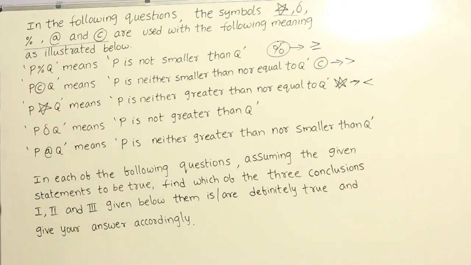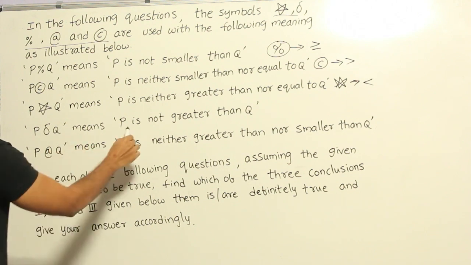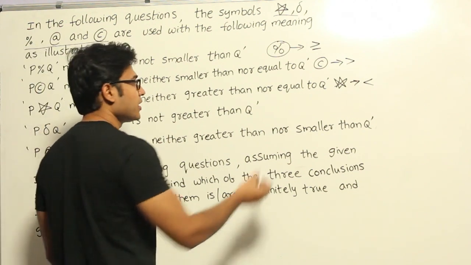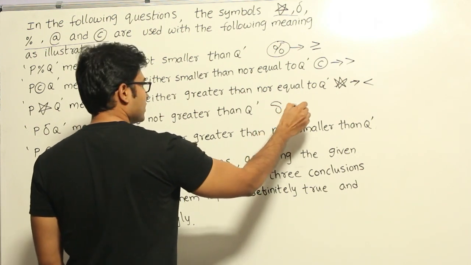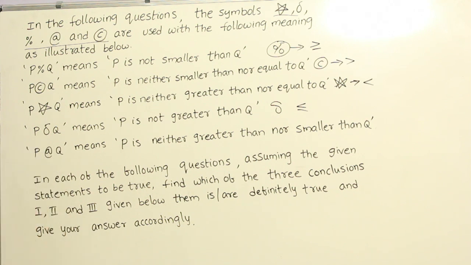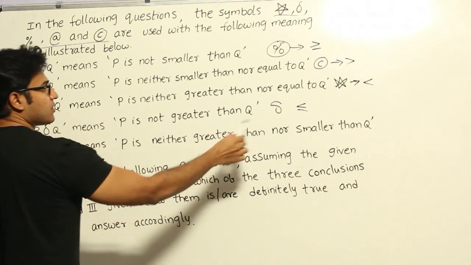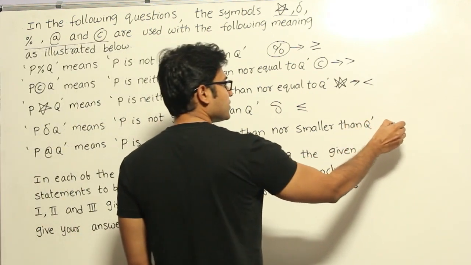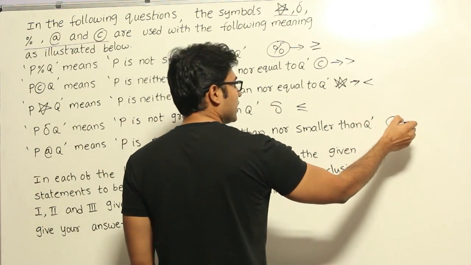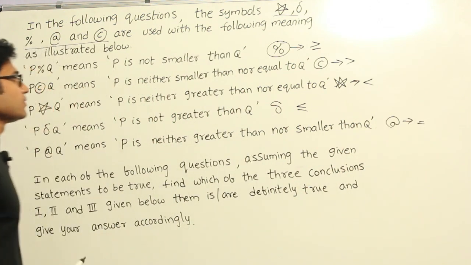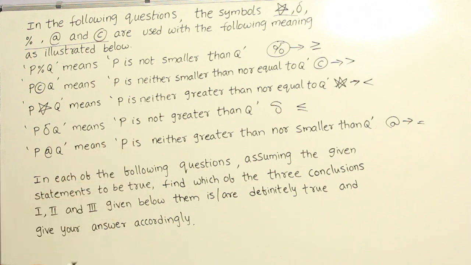Okay, the next one is P delta Q, means P is not greater than Q. So P is not greater than Q means less than or equal to. Therefore this delta stands for less than or equal to. And P at the rate Q means P is neither greater nor smaller than Q, which means it is equal. So at the rate means it is equal. Got it? So this is the meaning of each symbol that we have derived.